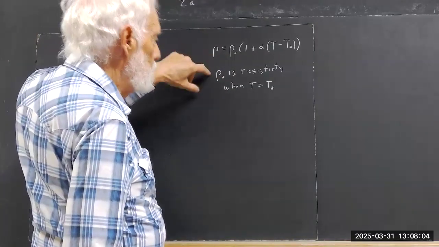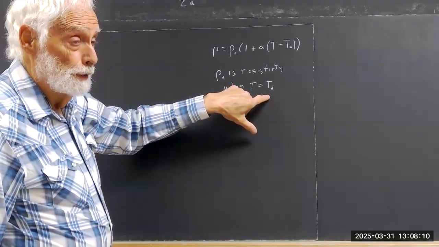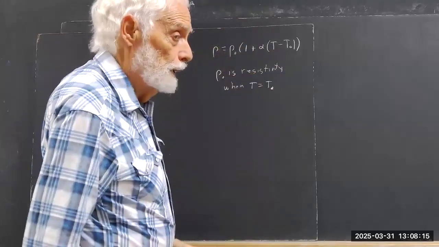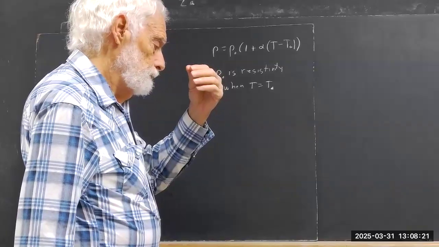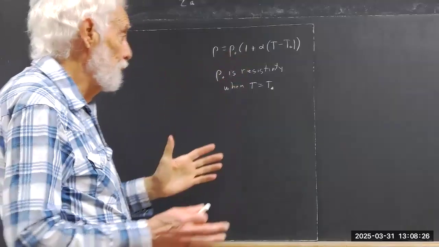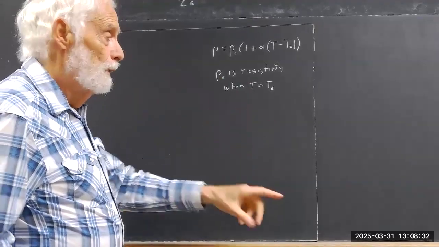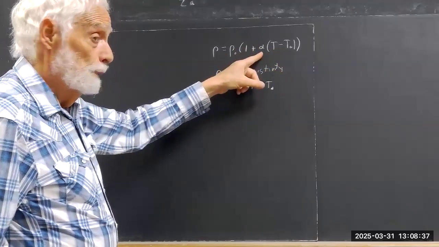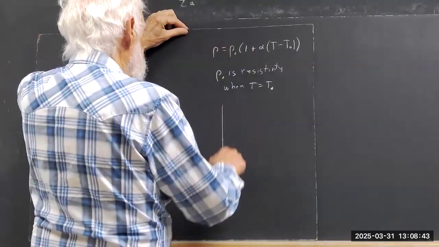This is the resistivity that you measure at some known temperature, usually 20 Celsius or 0 Celsius. And I'm just doing that off the top of my head. If you look at a table of resistivities, any decent table will tell you what T naught is. And then it'll tell you what rho naught is, and it'll tell you what alpha is.